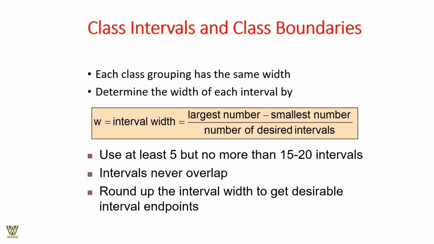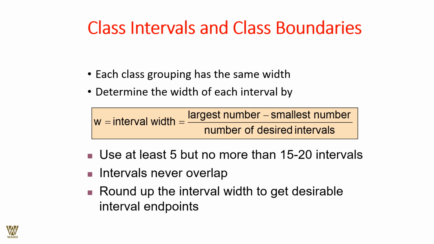Each class group has the same width. Determine the width of each interval. Let's say the width is the largest number deducted by the smallest number and divided by the total number of desired intervals. Use 5 but not more than 15 to 20 intervals.